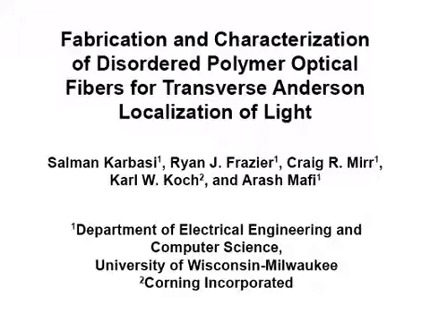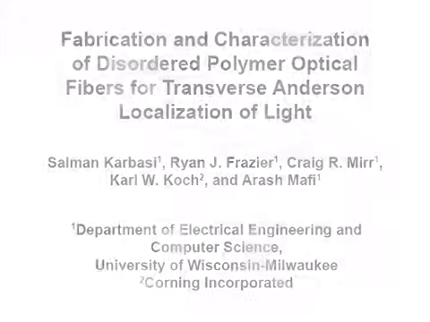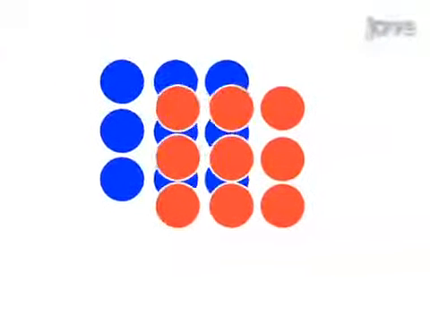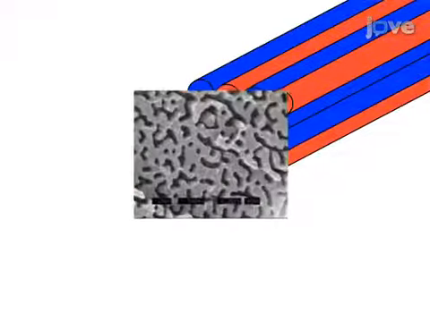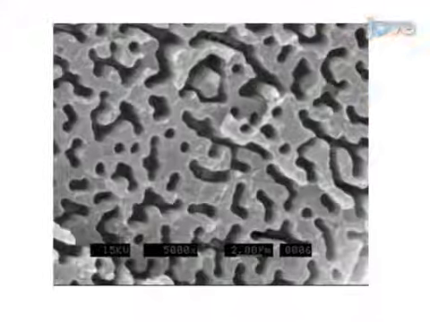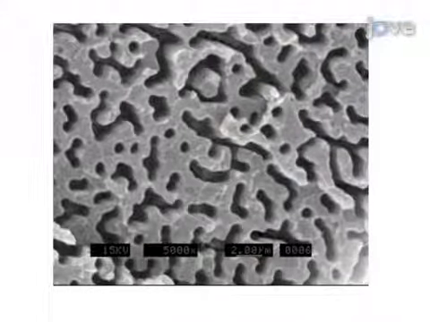The overall goal of this procedure is to fabricate and characterize a disordered optical fiber for transverse Anderson localization of light. This is accomplished by first mixing strands of polymethyl methacrylate and polystyrene and making a preform for the draw process. The second step is to image the refractive index profile of the drawn fiber once the PMMA fibers have been dissolved using scanning electron microscopy.